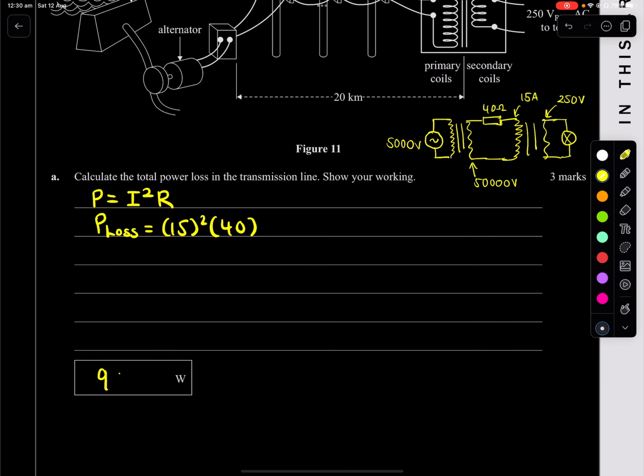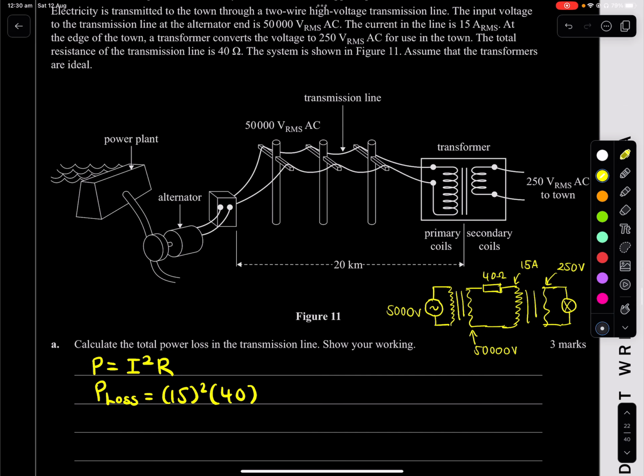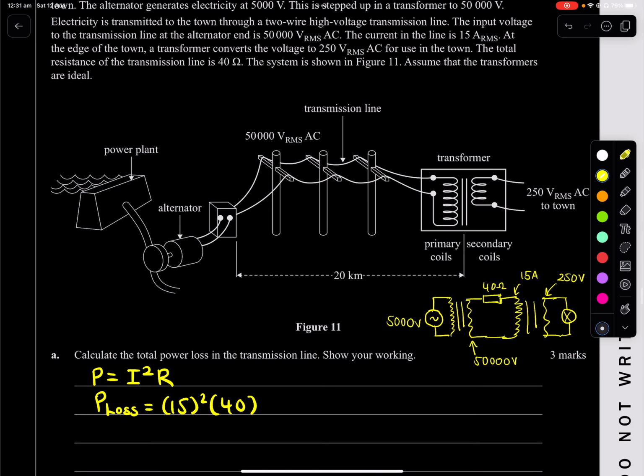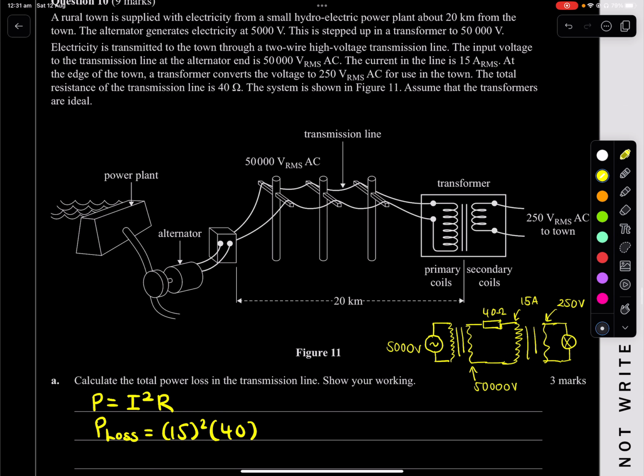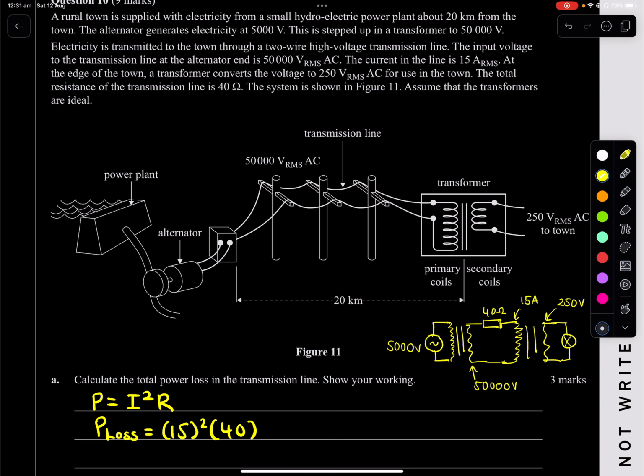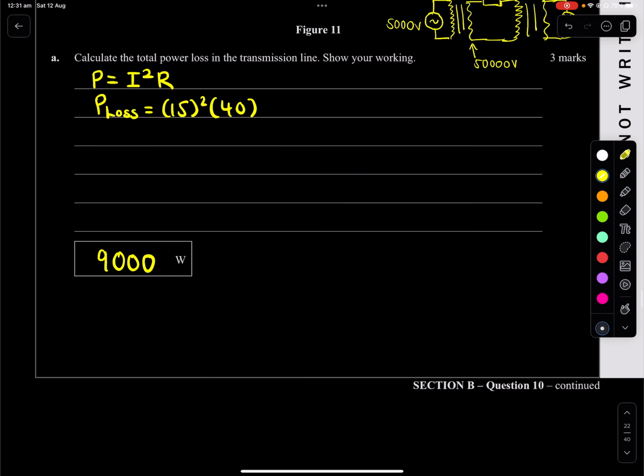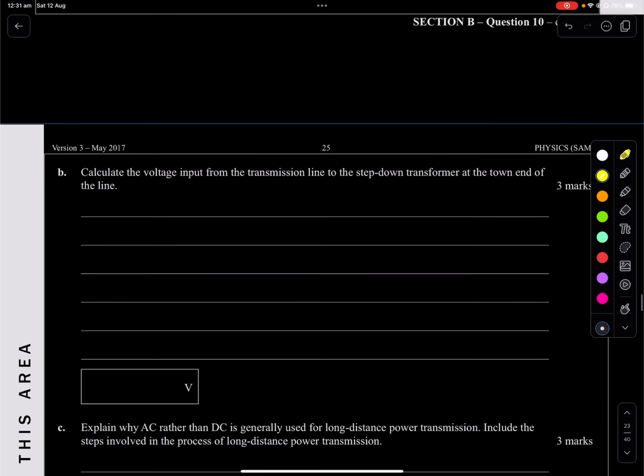So 9,000 watts. What is the smallest number of significant figures? It's just 2. So we can write this as 9.0 times 10 to the power of 3. Very nice.